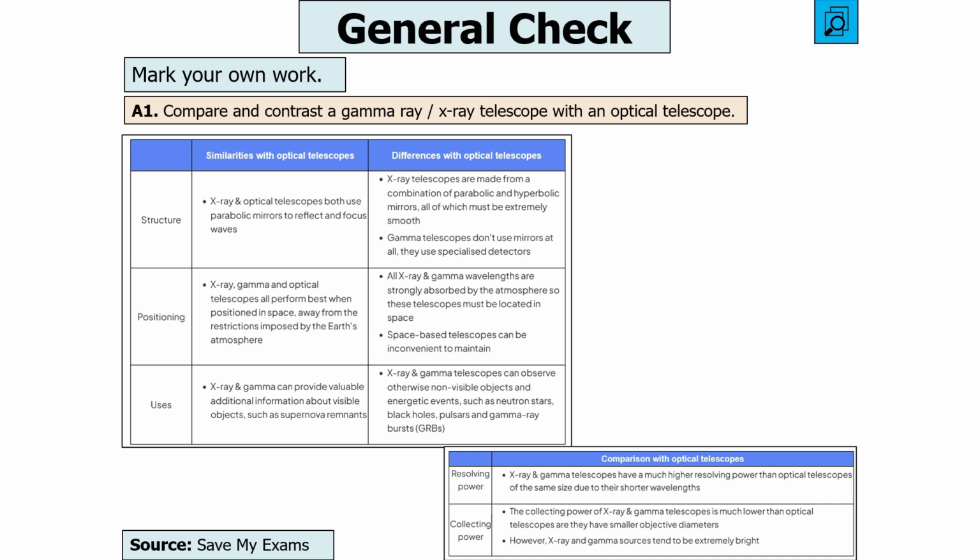Now, when we compare the resolving power of the telescopes, the X-ray and gamma rays have a much higher resolving power than the optical telescope because they've got a much shorter wavelength, linking it into the Rayleigh criterion for the same diameter dish. In terms of the collecting powers, the X-ray and gamma ray telescopes have a much lower collecting power because they've got much smaller dishes. However, X-ray and gamma ray sources tend to be extremely bright, so it can compensate for that.